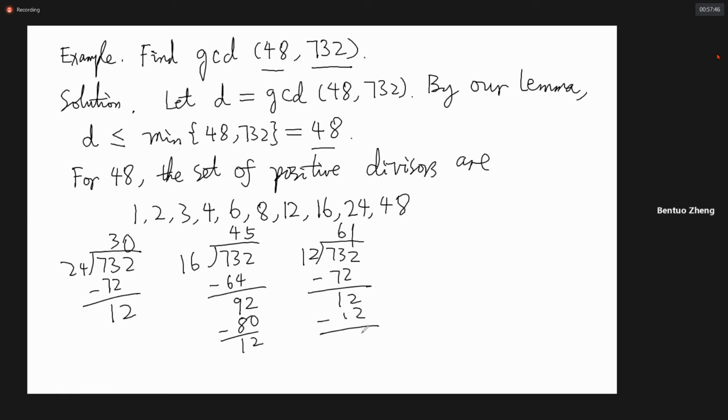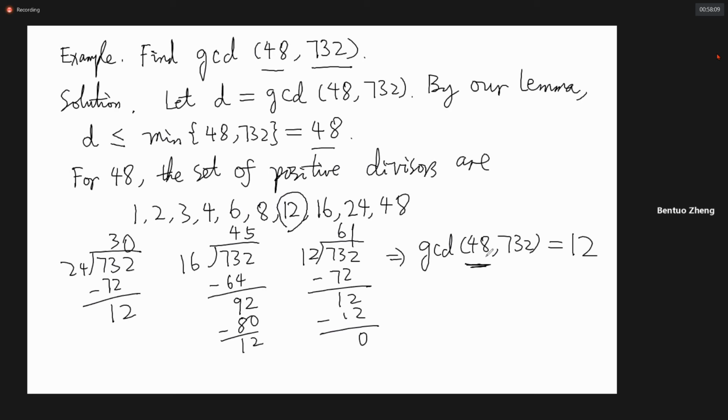Okay, 12 is indeed divisible by 732. So this implies the greatest common divisor of 48 and 732 is just equal to 12. So you just need to check for the smaller number.